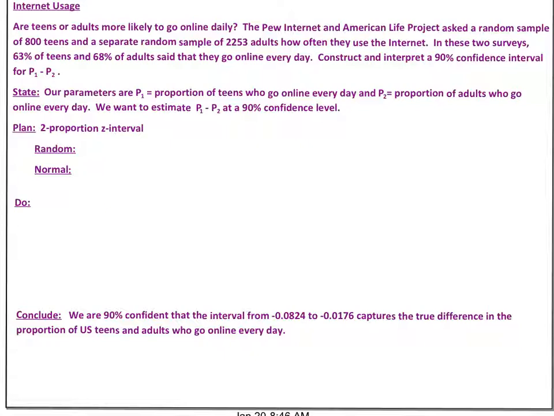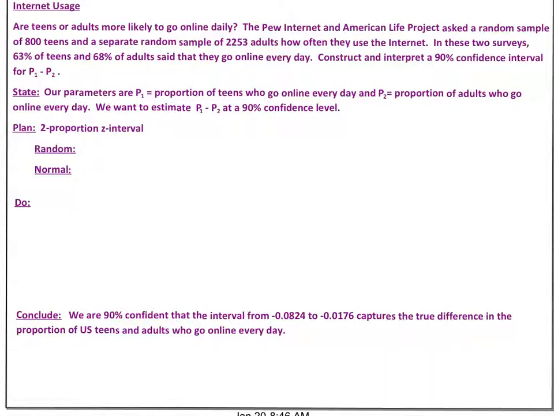First things first, define my parameters. I just said P1 is the true proportion of teens that go online every day. Notice that's just an easier way to say it. I didn't want to say the true proportion of teens that go online every day for school-related purposes, yada yada, right? Go online every day. P2 for adults. I want to estimate P1 minus P2 at the 90% confidence level.